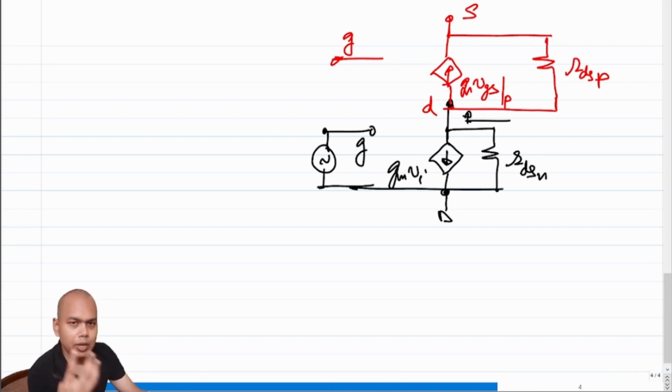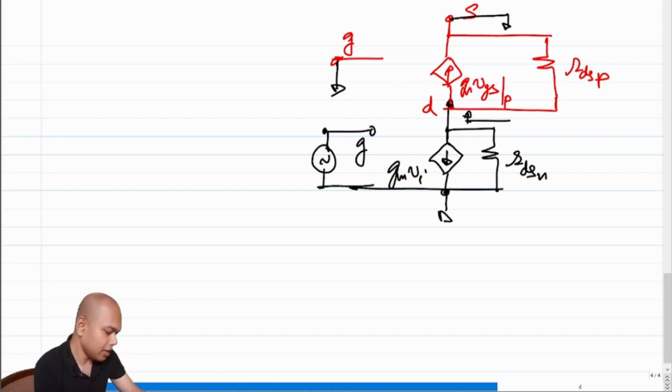So what is the easiest way to make the incremental voltage difference between the gate and the source 0? I will make the incremental gate 0 and I will make the incremental source also 0, right? So we ground the incremental gate, the source is also incrementally grounded. If that is the case, then this guy goes off.